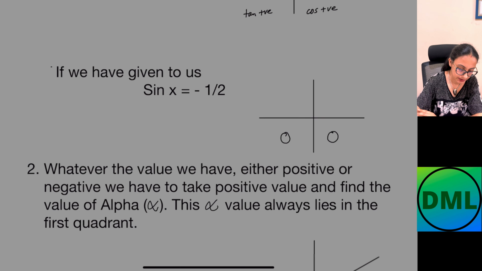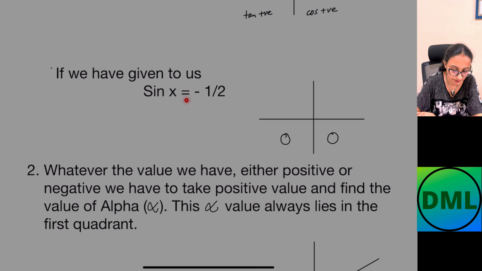If we are given an equation like sin x is equal to minus half, you can see that there is a negative sign here. Sin x is negative. We have to block the quadrants in which sin theta is negative. Sin theta is negative in the third and the fourth quadrant. We have to give all the answers in the third and fourth quadrant.